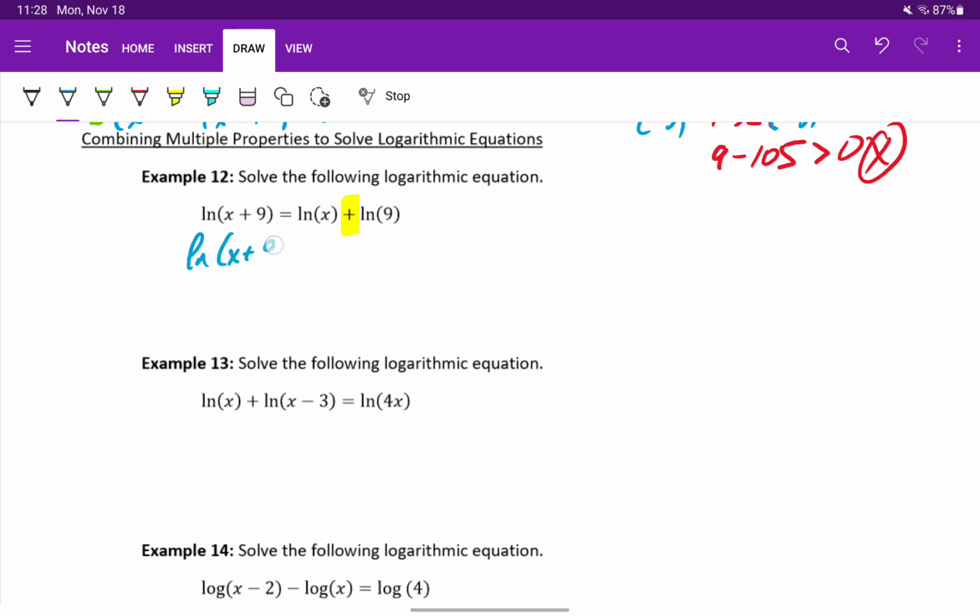But we know that with properties of logs, we can condense that into the natural log of x times 9, or just reordering that, 9 times x. Since we were adding those two together, we can multiply those two expressions together inside a single logarithm. Since the logs are the same base, we can set the expressions inside them equal to each other, giving us x plus 9 is equal to 9x. Subtracting x from both sides will give us 9 is equal to 8x, or x is equal to 9 over 8.